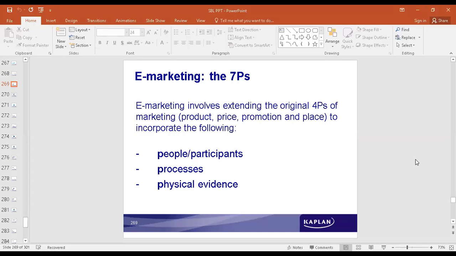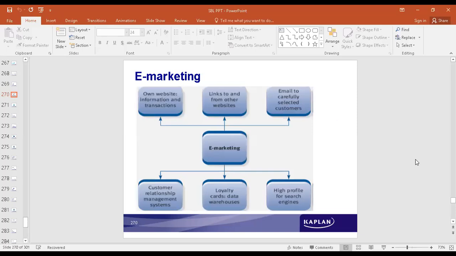The e-marketing involves extending the original 4 P's of the marketing: product, price, promotion, and place, to incorporate another 3 P's, which are people or participants, the processes in which the activities are carried on, and the physical evidence. The e-marketing, how it can be done. So e-marketing is done on own website. They have their website constructed, and information is passed on or shared with the customers, and then transactions also are taken up on their own website. So that's the first way.